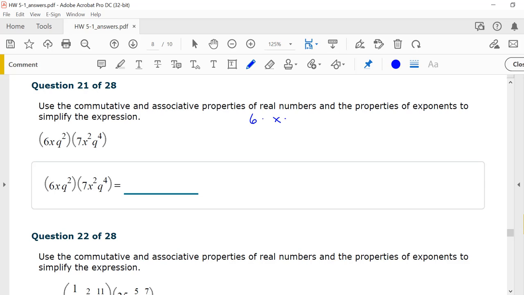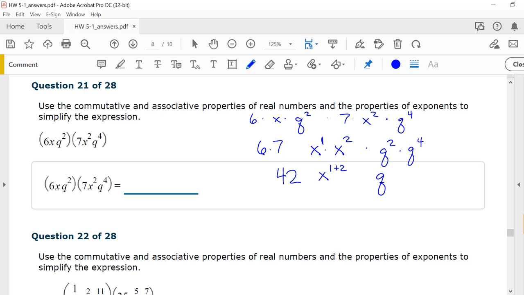21. 6 times x times q squared times 7 times x squared times q to the fourth. I'm going to multiply the 6 times 7, I'm going to multiply the x times x squared, I'm going to multiply the q squared times q to the 4th. 6 times 7 is 42. I'll have x to the 1 plus 2. And I'll have q to the 2 plus 4. So my answer is 42 x cubed q to the 6.